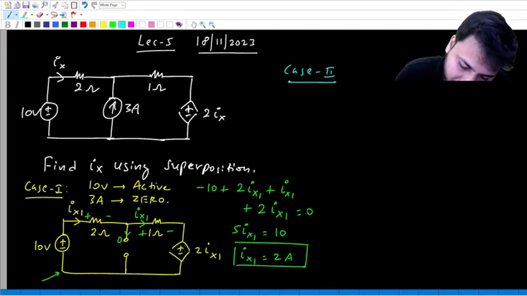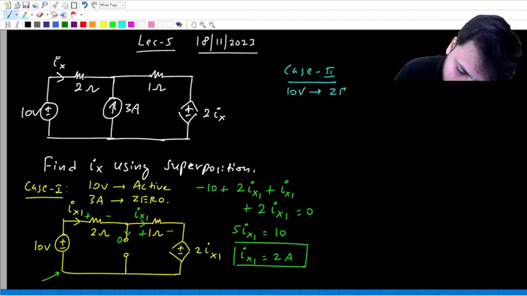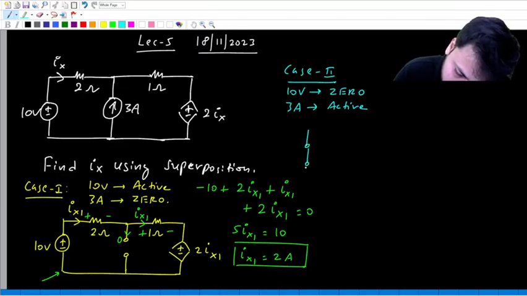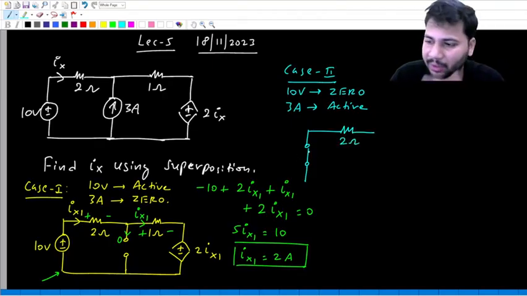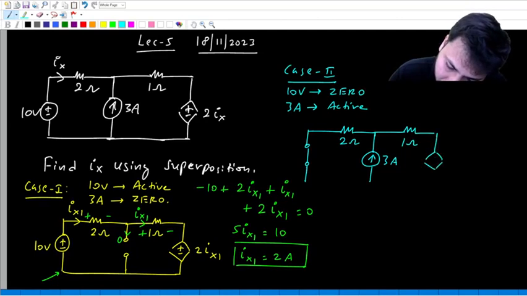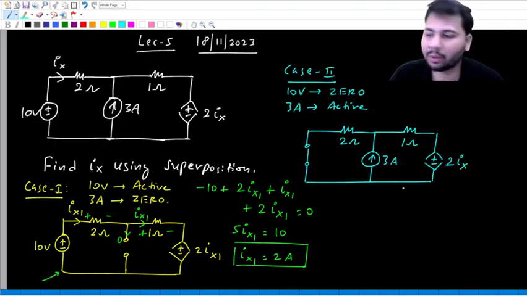In the same way, we must write the other case, and in the other case, the 10 volt source you have to make 0. And this time the 3 ampere current source is going to be active, okay. The circuit itself, when you make the 10 volt source 0, becomes a short circuit. So the 10 volt source on the left side has become a short circuit. Then we have the 2 ohm resistor. And this time the 3 ampere current source is going to be present. This is 1 ohm. This is like 2 Ix.